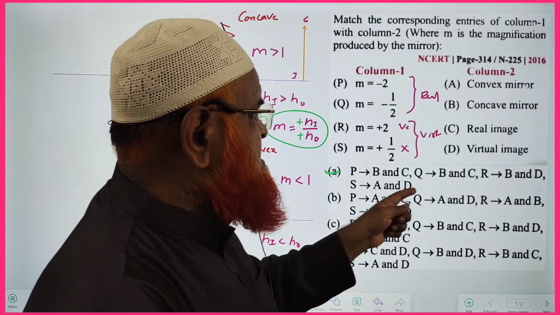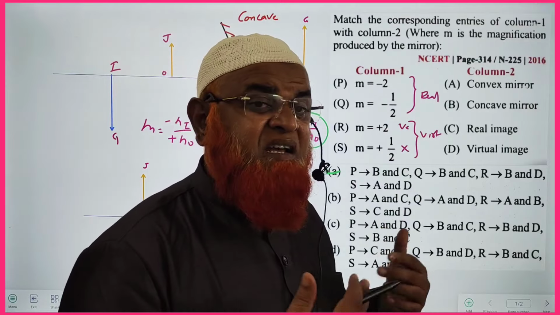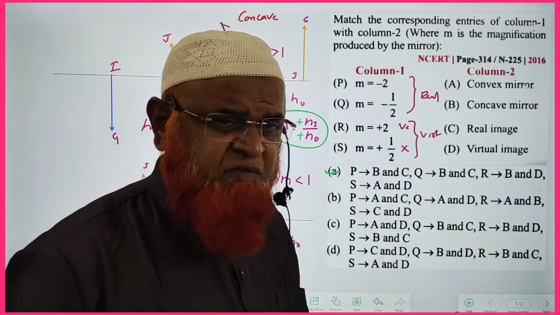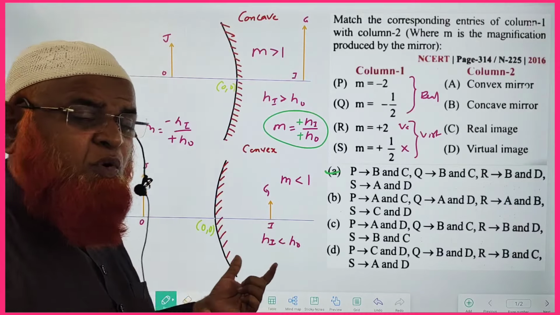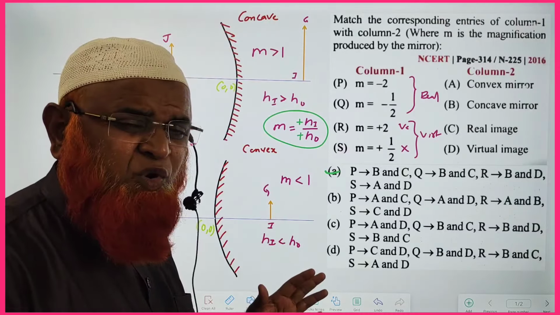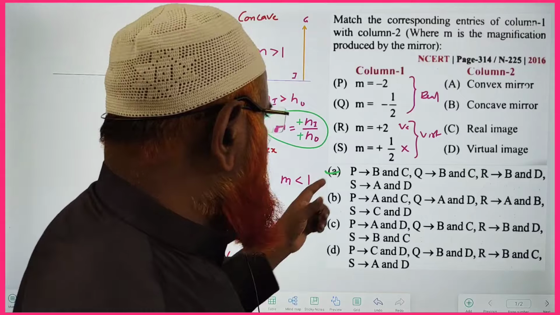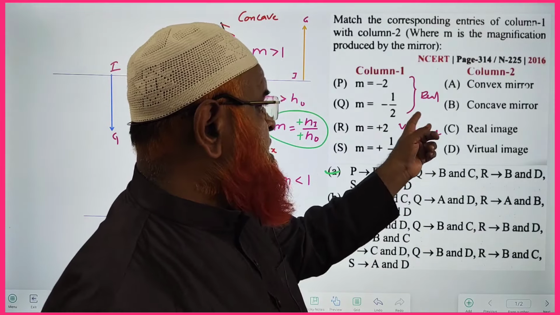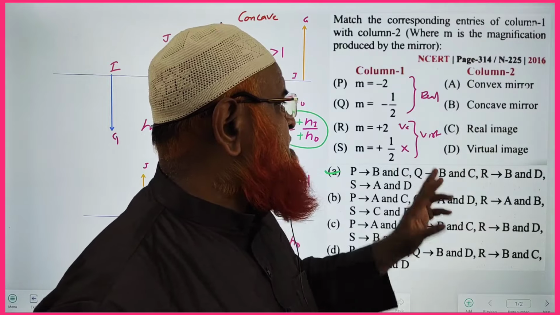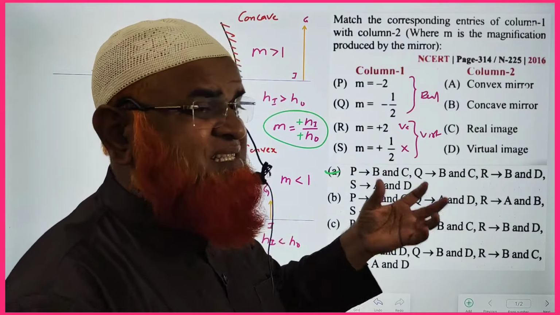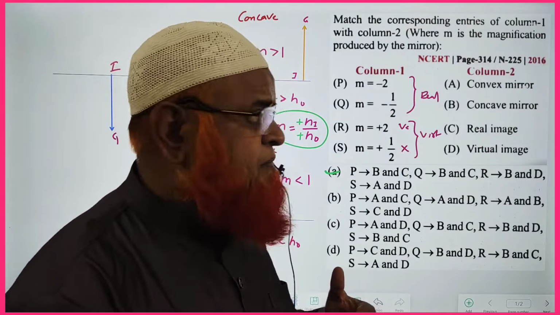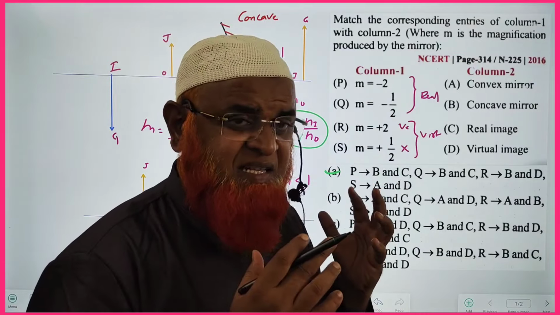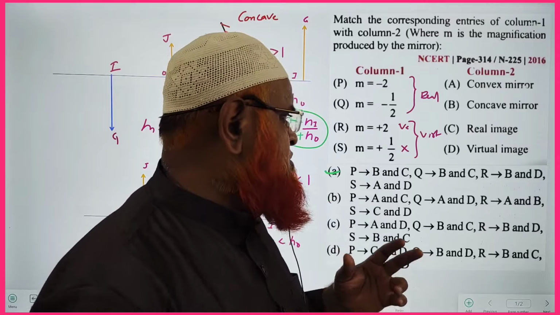So Q is minus 1 by 2. Real images you will get only from a concave mirror, not a convex mirror. A convex mirror gives you only the virtual image. It is not going to give you any real image. So Q means what am I going to get now? B. B means concave mirror. C means it's going to be a real image, but the image size is lesser than the object size. So when the image size is lesser than the object size, you will get less than 1, as I said. These two logics are very useful to understand now.